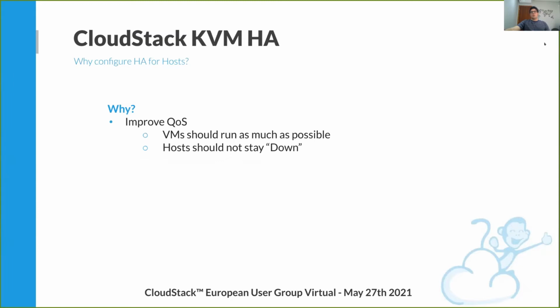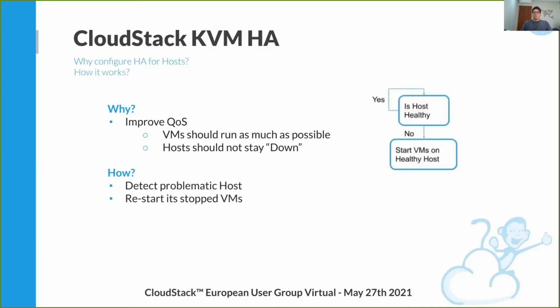First of all, why are we presenting this, and why would someone configure and use high availability? I think it's mainly to improve quality of service. VMs should run as much as possible, and hosts should not stay down. They can go down; it can happen, through hardware, software, or network failures. What we want is to detect problematic hosts and make sure that the VMs will be restarted on healthy hosts, right? So this is a very simplistic view of how it works, but it's not the entire view.